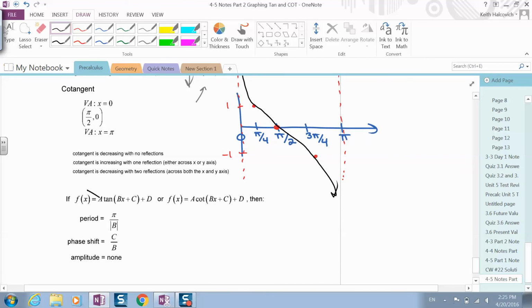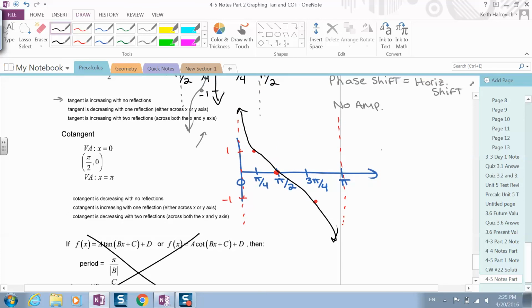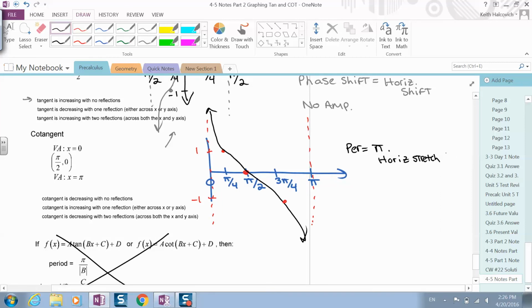All right, ignore this for right now, because we already talked about how to find the period, because remember, period of cotangent is equal to pi times the horizontal stretch or shrink, just like tangent. The phase shift is equal to the horizontal shift. And once again, there's no amplitude with cotangent.